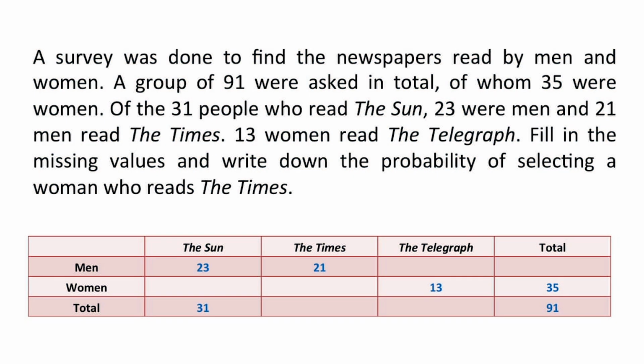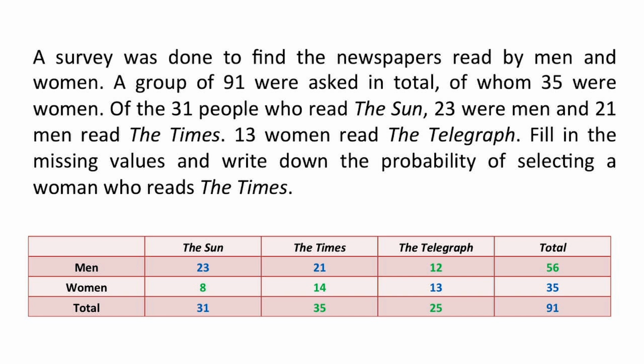Okay, so hopefully you've had a couple of minutes now to work out what our missing values are in here, and these are the numbers you should have come up with. We could see quite easily from having a grand total of 91 and 35 women that we then only have 56 men. And once we knew that we had 56 men, we could work backwards and work out that 12 of them must have read The Telegraph. Once I knew that 12 men read The Telegraph, I could work out how many people in total read that newspaper. And you can see then how we can work backwards to fill in all of the rest of those missing values.